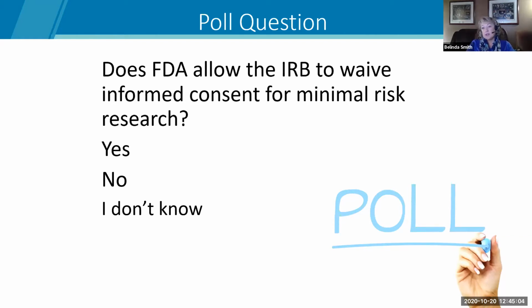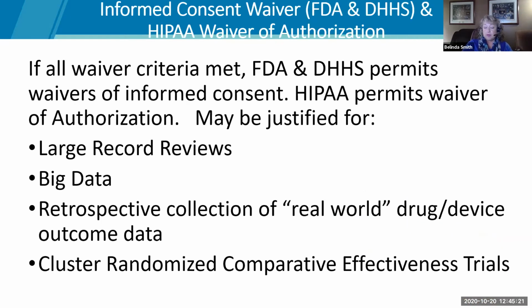And for the longest time, that was the case. FDA did not approve any kind of waiver of informed consent for minimal risk research. But in 2017, they changed based on the Cures Act and now will allow that, as well as HIPAA. HIPAA does have a waiver of authorization as well. Now, it's not something that's done for convenience purposes. It has to be justified. There's 5 specific criteria that must be met.